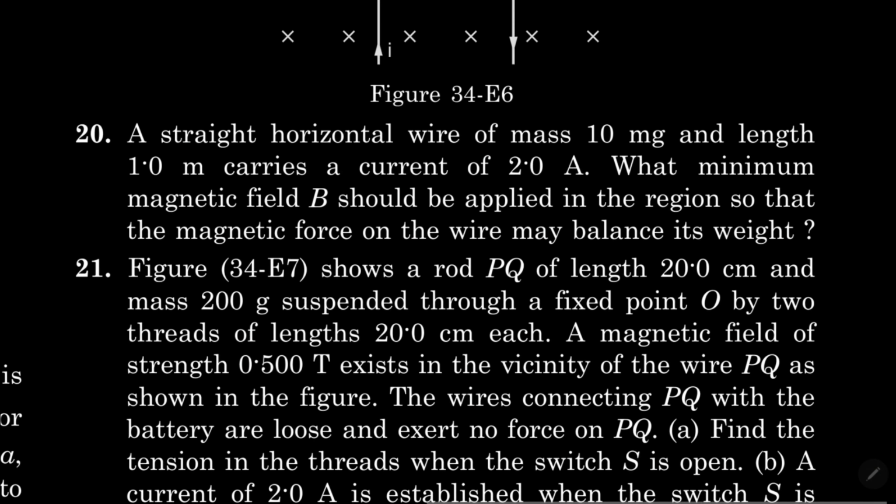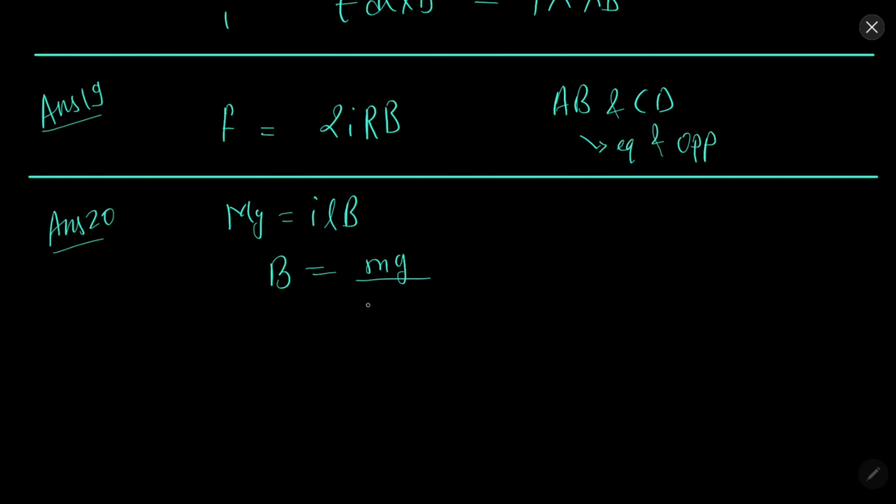In 20, what minimum magnetic field B should be applied in the region so that magnetic force on wire may balance its weight? Solution 20. So mg must be equal to ILB, so B must be equal to mg over IL. Putting values, we will find 4.9 times 10 to the power minus 5 Tesla.